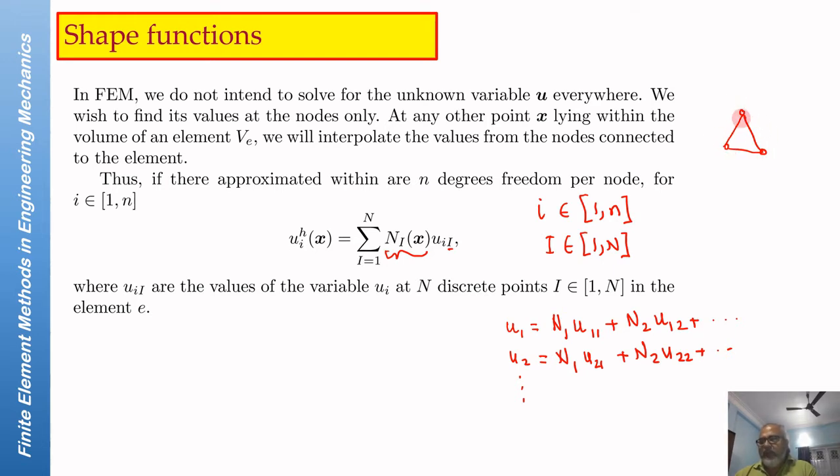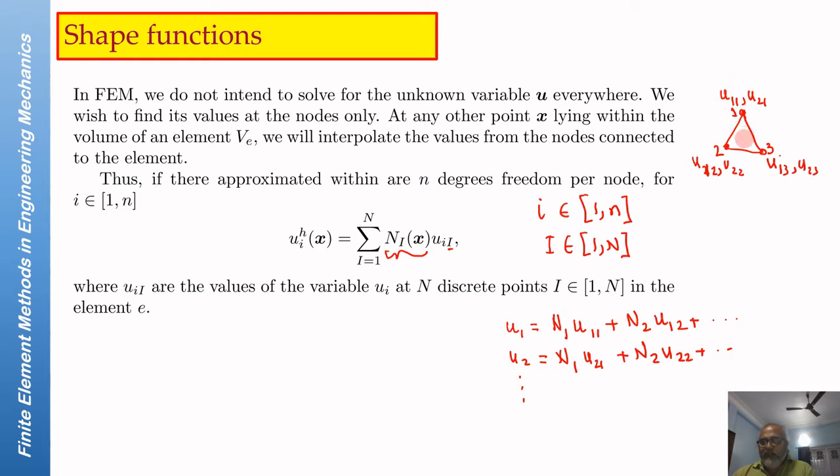We are trying to find the values of u only at the nodes. So if there are three nodes, and this is a two-dimensional problem, then these are u1 1 and u2 1, then u1 2, u2 2, u1 3, u2 3, where this is node number 1, this is node number 2, this is node number 3. So these are the nodal values of the degrees of freedom.